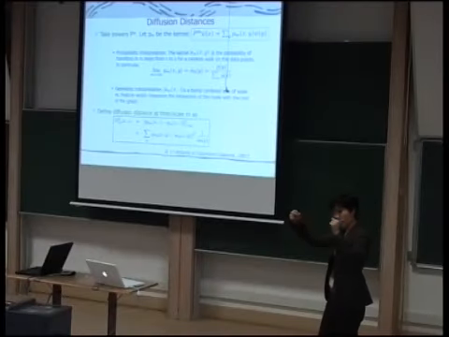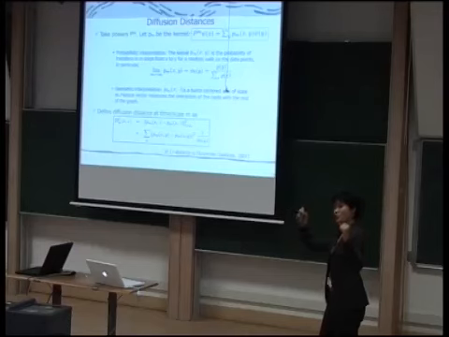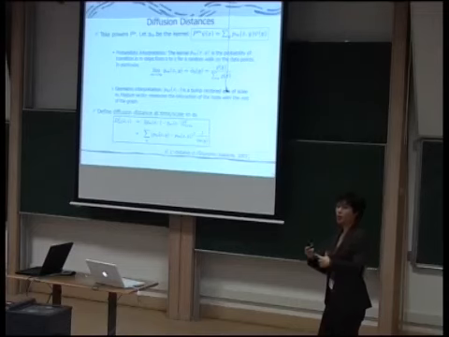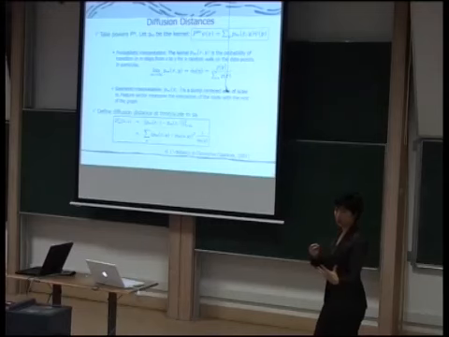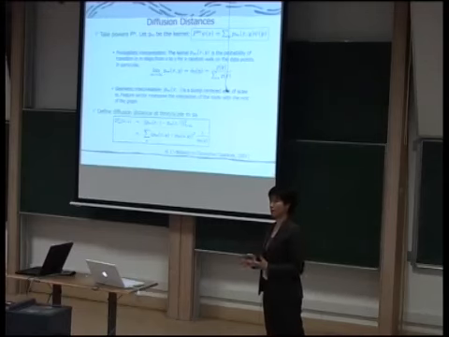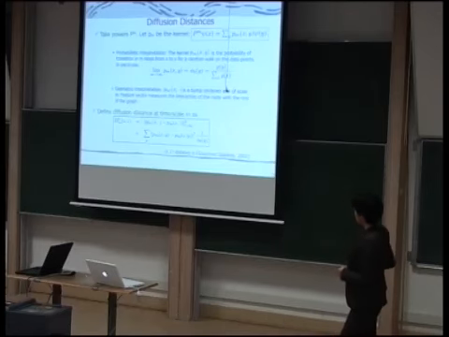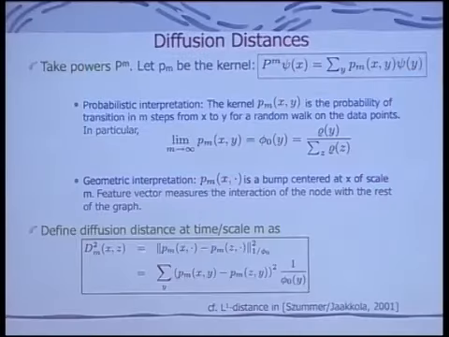And the width increases. But it's not the same as just increasing the bandwidth, because you're integrating over all possible paths. So when you do this, you're capturing the connectivity of the data, or the geometry of the data. We're going to see some examples of that. Then we define the diffusion distance as the weighted L2 distance between these conditional probabilities.